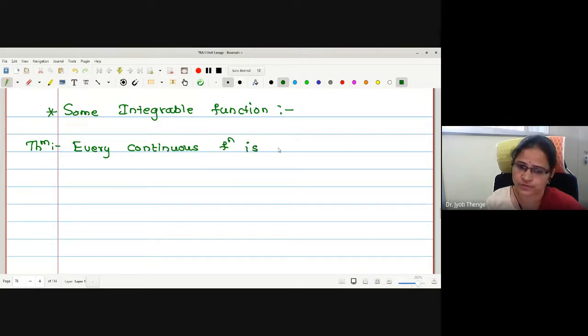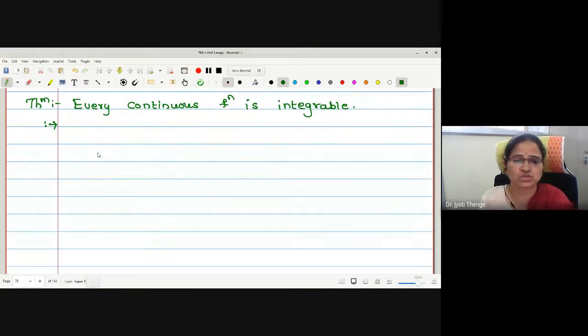Every continuous function is integrable. Now to prove the theorem, we were going to make use of one property of the continuous function defined on a closed interval. I think this was a question I asked in the seminar, no? A continuous function defined on a closed interval is uniformly continuous.